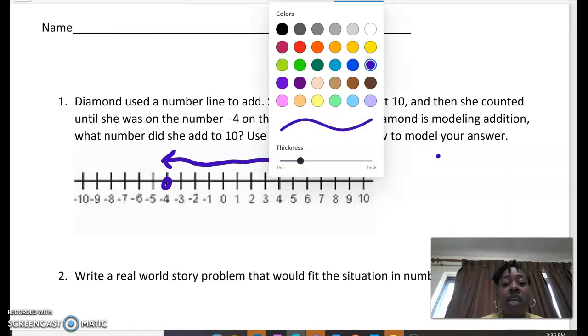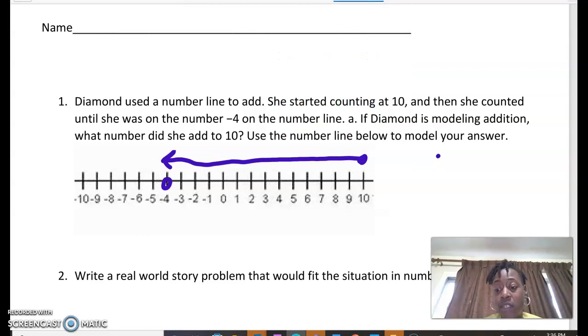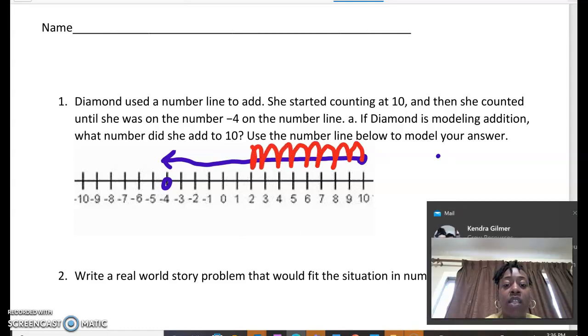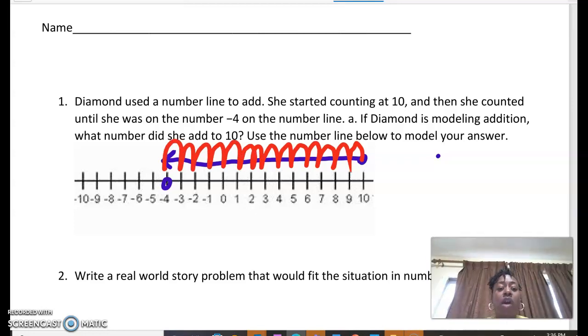So I am going to count to see how many jumps it's taking me to get from 10 to -4. So let's count our jumps. So 1, 2, 3, 4, 5, 6, 7, 8, 9, 10, 11, 12, 13, 14. So I got 14 jumps. And since we went to the left indicates negative. So what number did she add to 10? She added -14 because remember she went to the left.